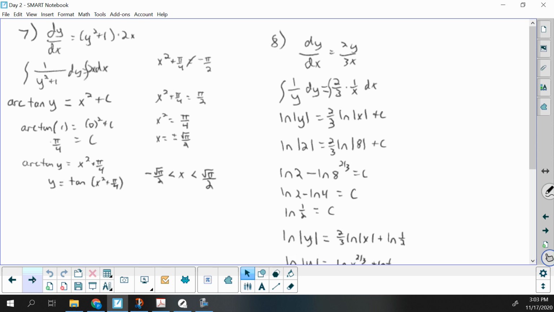Well, it'll never equal negative pi over 2, because if you subtract the pi over 4 over, you get negative 3 pi over 4, and a square can't equal a negative. But in the other one, if you subtract it over and take the square root, you get x is plus or minus square root of pi over 2. So x would have to stay in between those, because we need a spot where x equals 0 would fall. Notice there's no equal to's because it has to be an open interval.